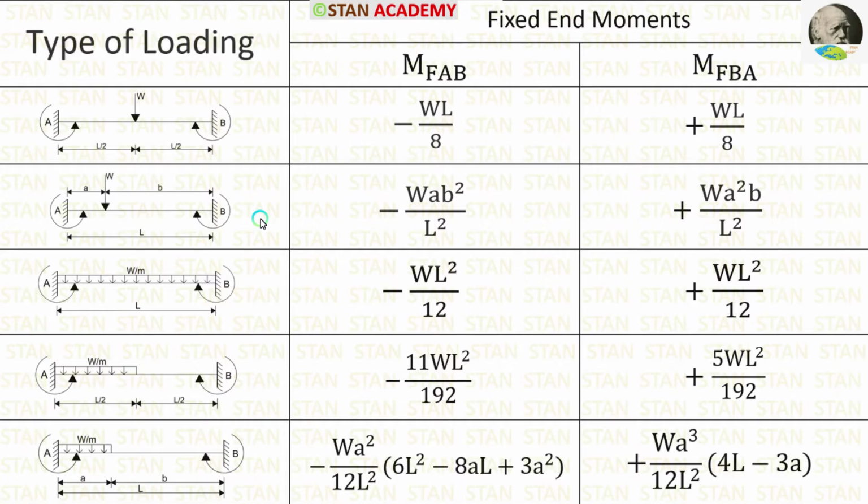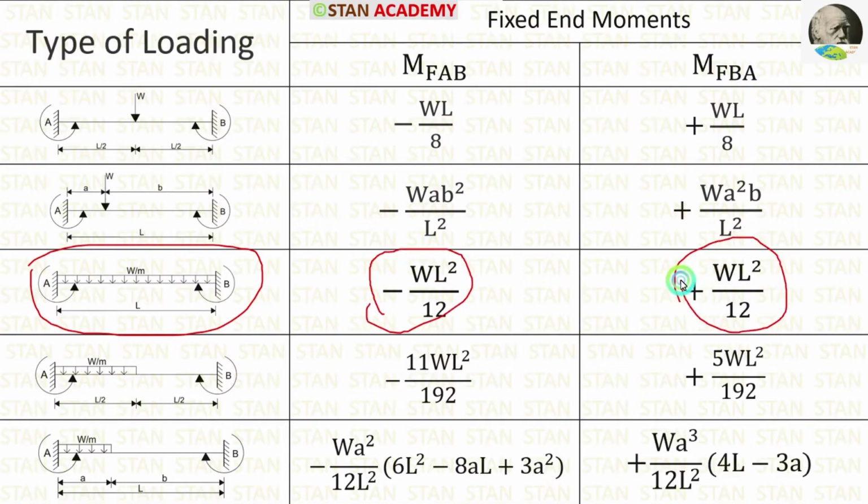In this table, you can see some of the important fixed end moments for the different types of loadings. In the span AB, there is a point load. That point load is not acting at the center, so we have to select this condition. The formulas for the fixed end moments are minus WAB square upon L square and positive WA square B upon L square. In the span BC, there is a UDL acting for the full span, so we have to select this condition. The formulas are minus WL square upon 12 and positive WL square upon 12.